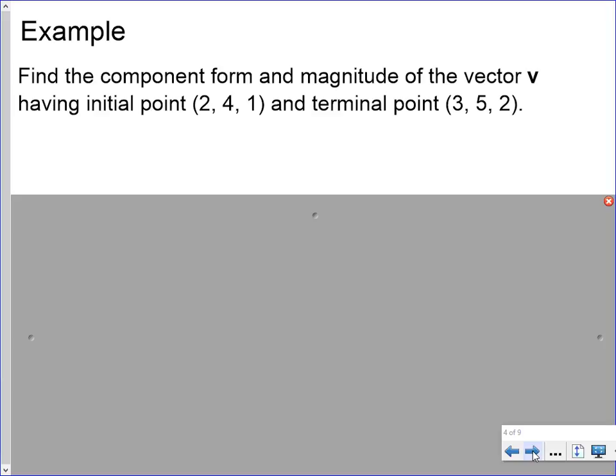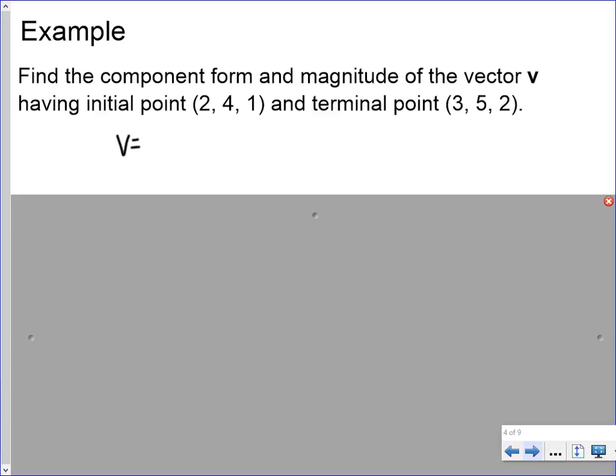Initial point from the terminal point. Initial point from the terminal point. So which one do you have to put in first? Terminal, right? It has to be terminal minus initial. So maybe make a note in your notes if you need to remember that. If you do it the opposite direction, you'll have a vector going in the wrong direction.